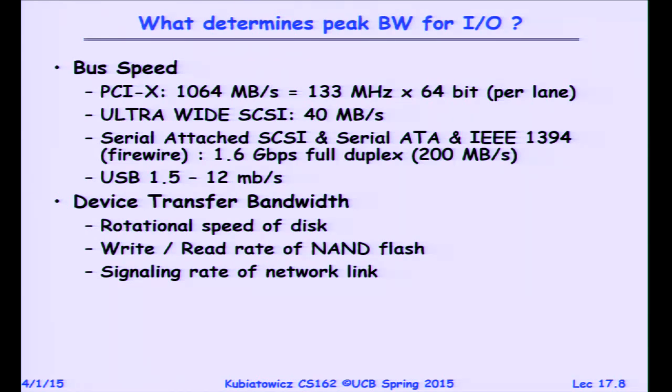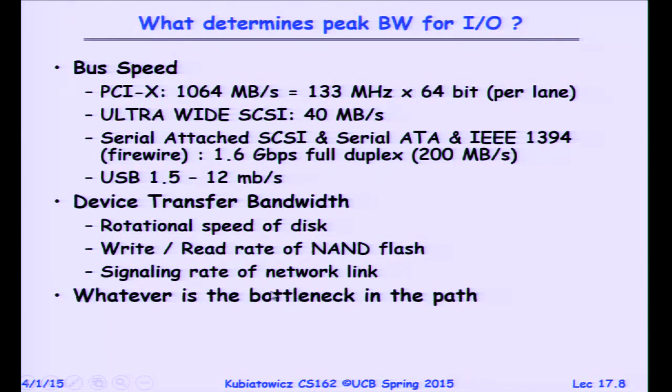Or how fast is the signaling rate of the network link. Here I'm kind of distinguishing between internal buses, and some might argue a network link is an external bus. You can make that argument if you want. And so, in some sense, what actually determines the peak bandwidth is the bottleneck. And the trick is to try to get the bottlenecks to be as fast as possible so they're not getting in the way.